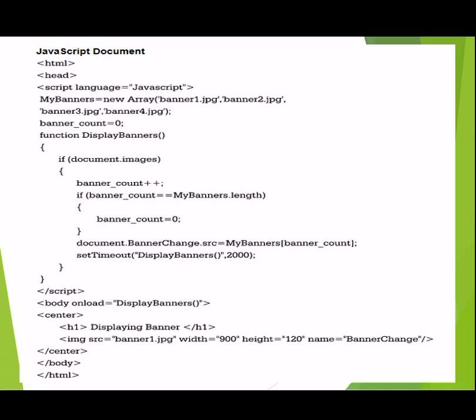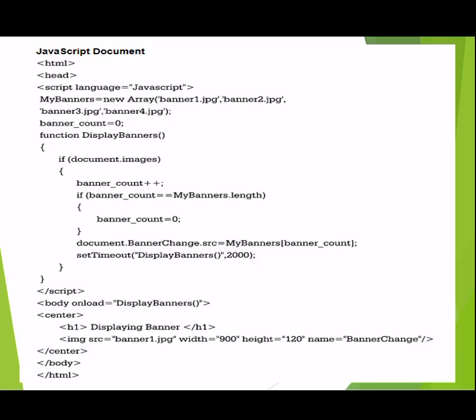Now you will take a display function which will help you display the images continuously one after the other in a certain time interval. So function displayBanners: if document.images, that is, if your document contains images, then banner_count++. Initially your banner count is 0, so your first banner will be displayed. When the banner count is incremented, it will be 1, so the second image will be displayed. Like that, continuously, banner count is going to be incremented.